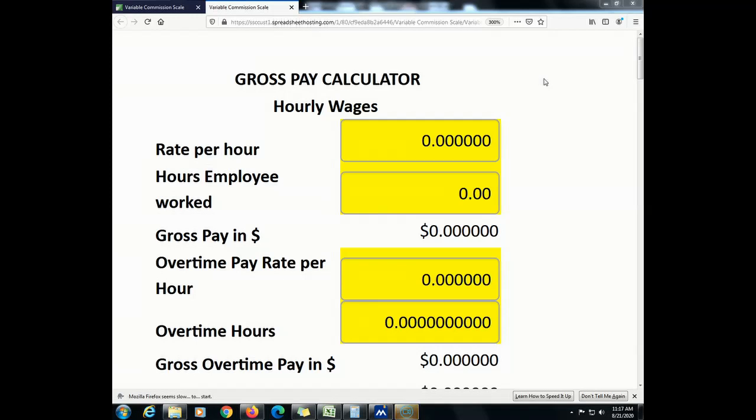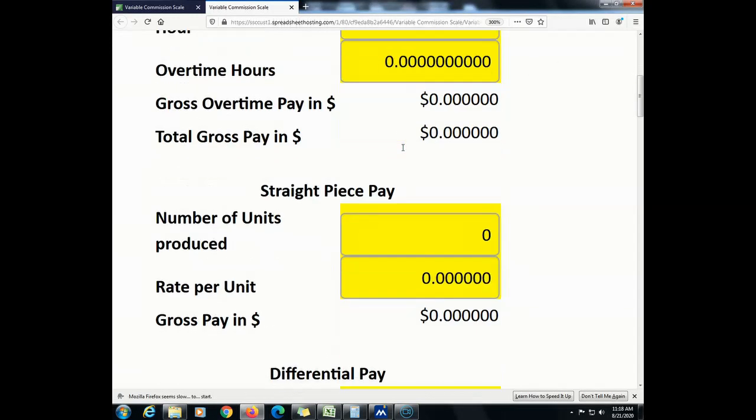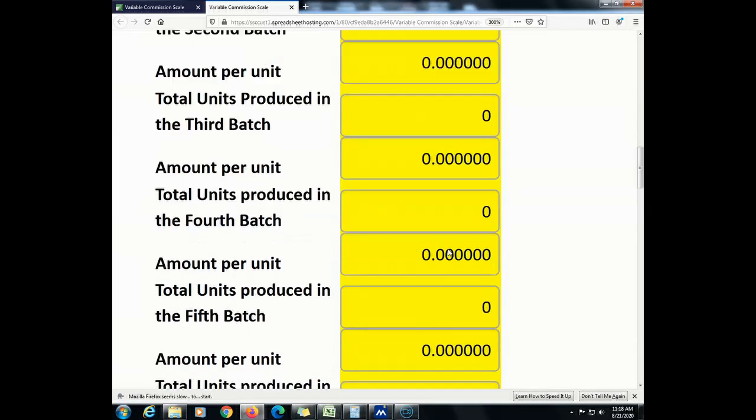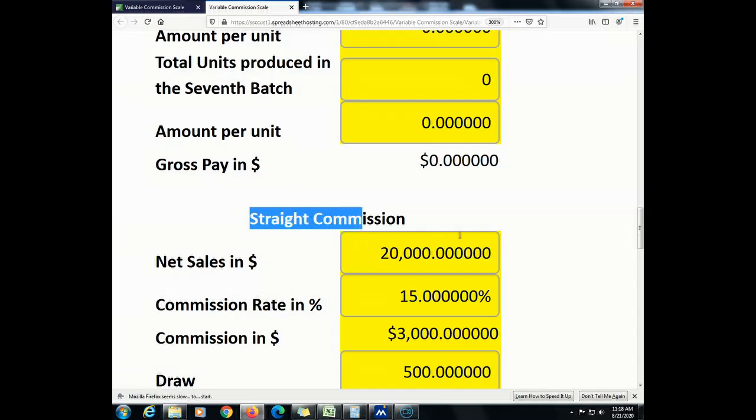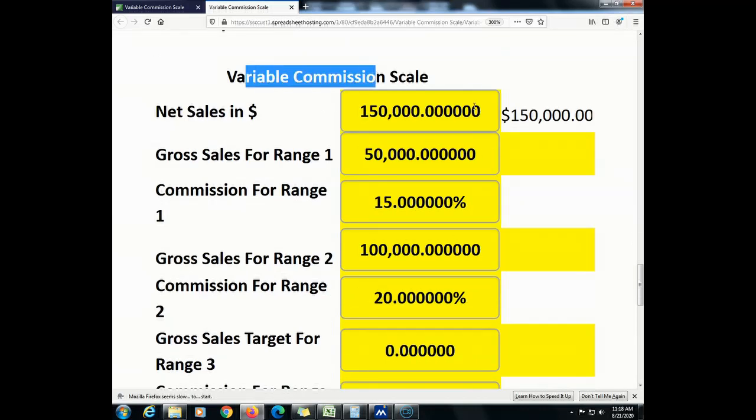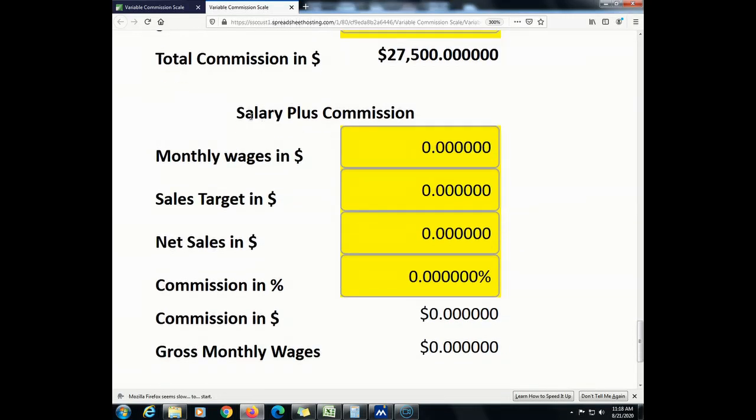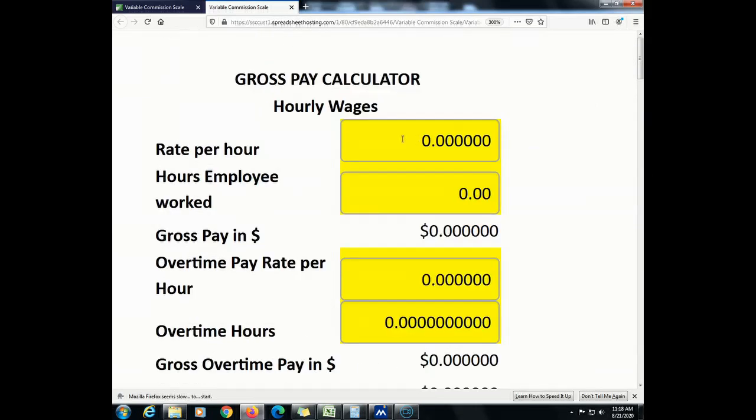Alright, so in this video we're going to be using what's called a gross pay calculator. You may use this calculator to figure out your gross pay using the hourly wages method, straight piece pay method, differential pay method, straight commission method, variable commission method, and finally salaries plus commission method.